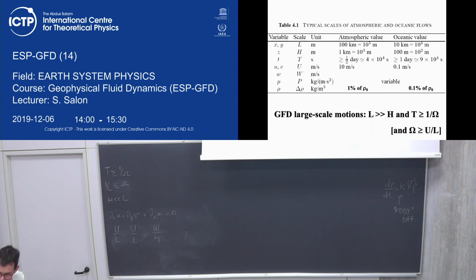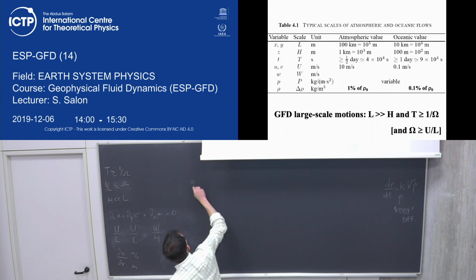You're using a scale analysis. Yeah, you're using U over L, because this is du over dx. So if we talk about units of measure, this is a velocity, and this is a length. This is the velocity in the horizontal, and this is the length in the horizontal. The same for here, because x, y, u and v have the same scale, while over the vertical we have W over H.